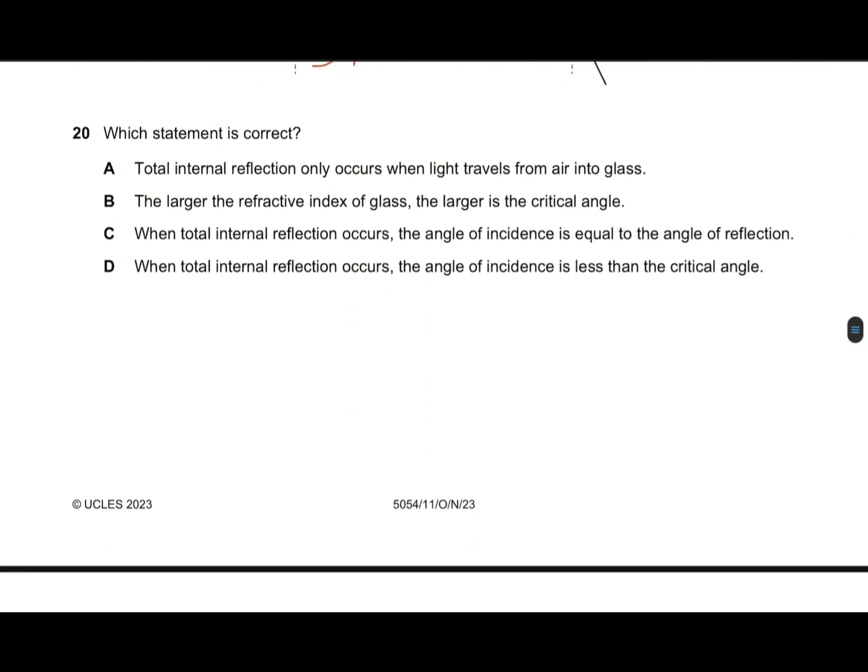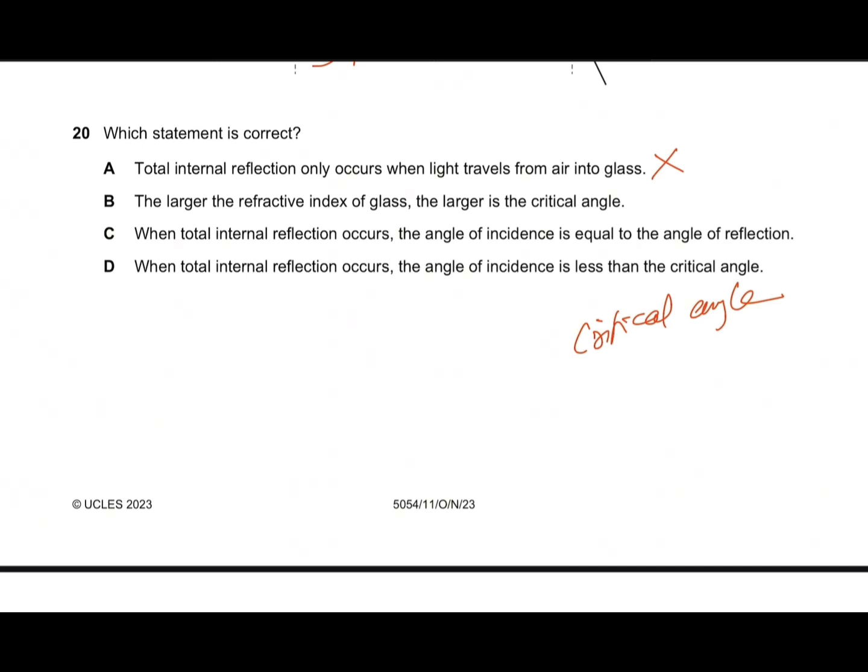Okay, which statement is correct? Four statements are given. Total internal reflection occurs when light travels from air into glass. Like we cannot say that for sure. Okay, for total internal reflection to occur, we need to have the critical angle. That is our only requirement. The requirement is not from lighter to denser medium, so this is not the correct option.